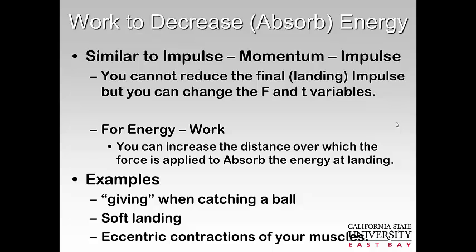Another concept we want to bring up is, as we talked about before, impulse and momentum. Say, for example, a long jump. You apply an impulse to the ground, your body center of gravity has momentum, mass times velocity, through the air, and then you land again. You would like to land on a foam pit or in sand to increase that time variable, which will decrease the force. Because remember, you cannot reduce the final landing impulse, but you can change the F and the T variables, or the relationship between them.